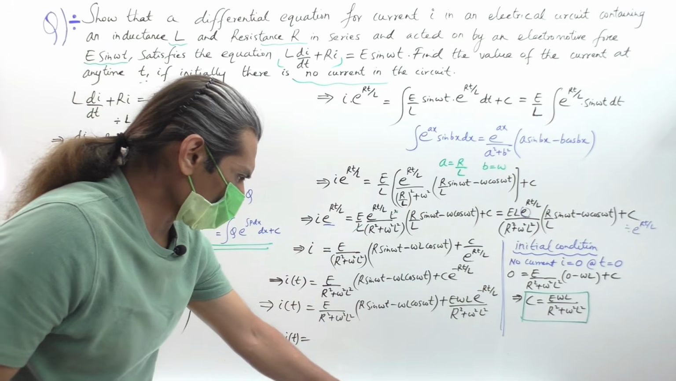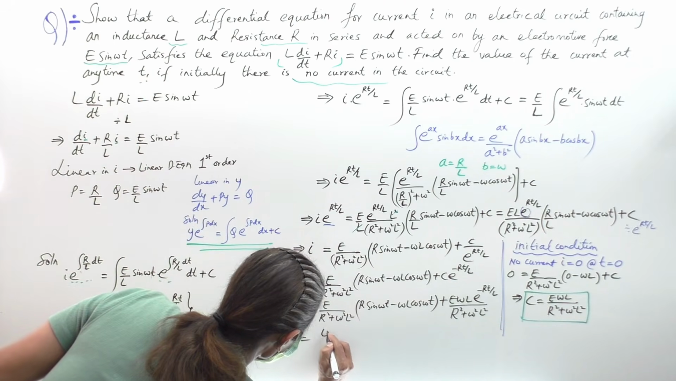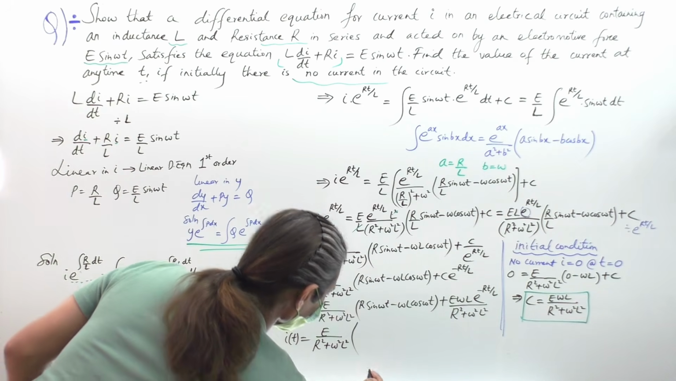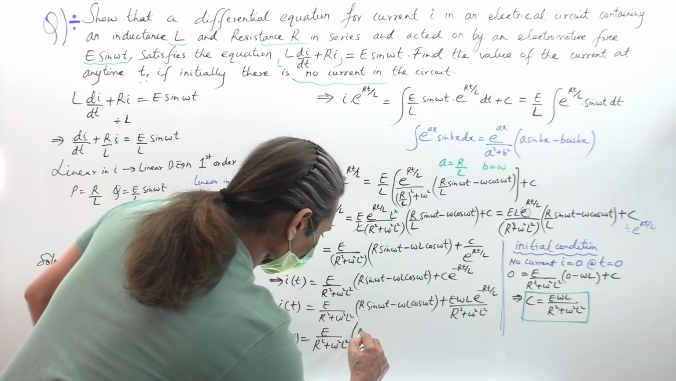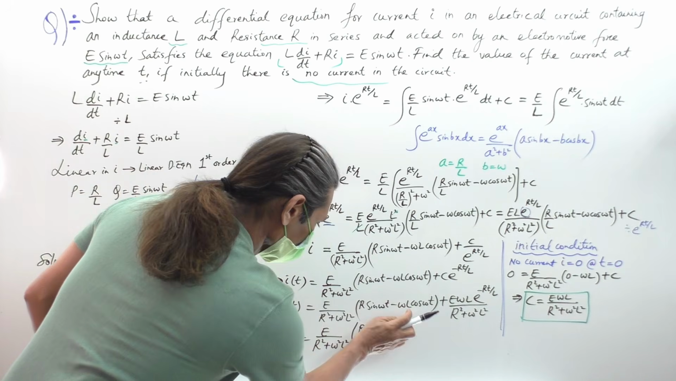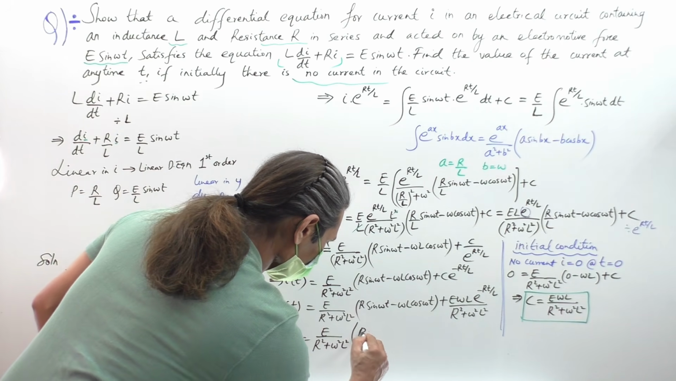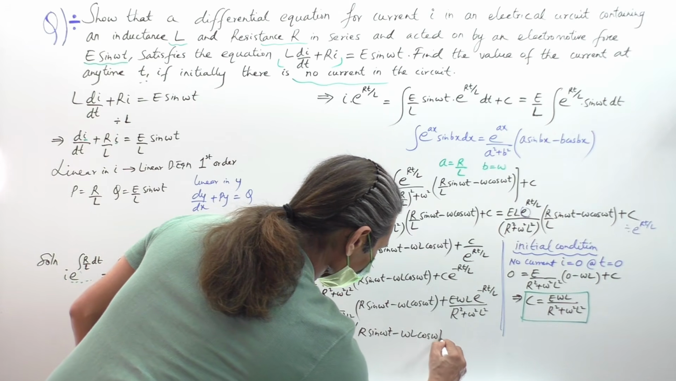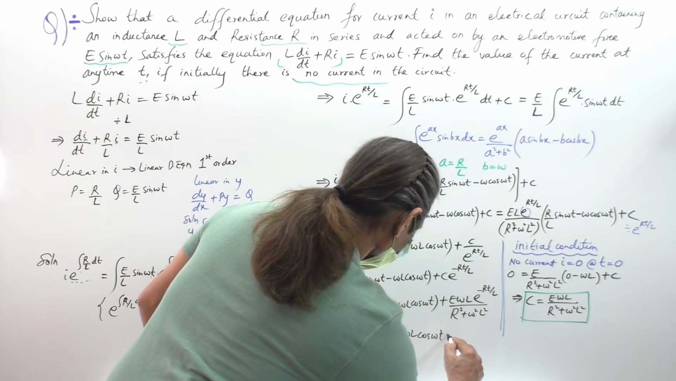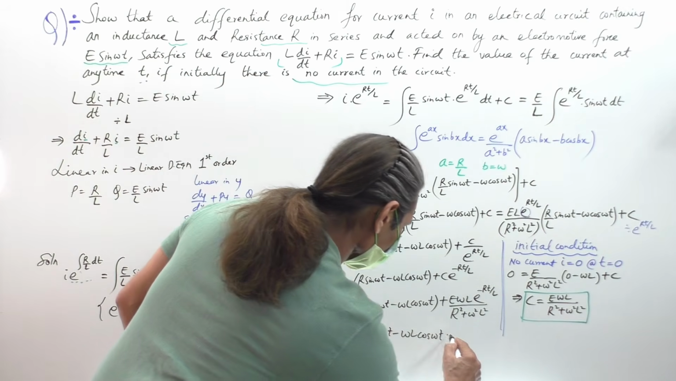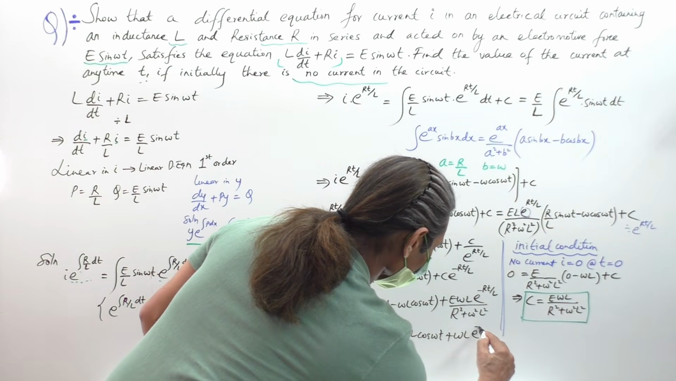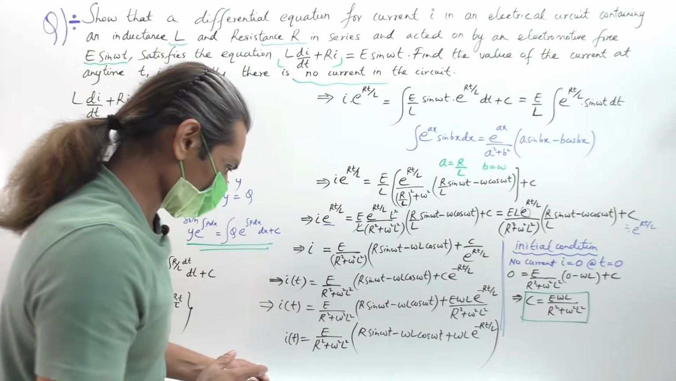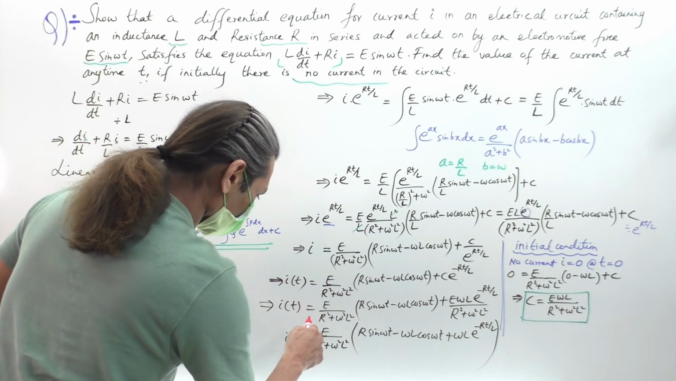now you see here, E by R square plus omega square L square is common. That is, E whole divided by R square plus omega square L square is common into R sin omega t minus omega L cos omega t, and again E is also common, plus omega L e raised to minus Rt by L. That's the complete solution. That's all. So this is my solution here.